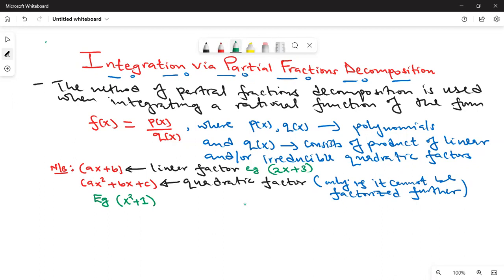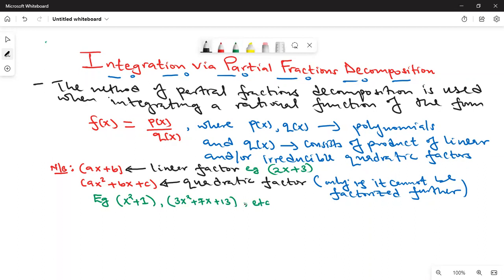Any other quadratic expression that you cannot factorize further is called a quadratic factor. Maybe I can give you another example of a quadratic factor. Already we have x squared plus 1. Another one can be 3x squared plus 7x plus 13. You cannot factorize this because you will need two numbers whose sum is 7 and product is 39. Do we have those numbers? No. So that's a quadratic factor, because we cannot factorize it further.